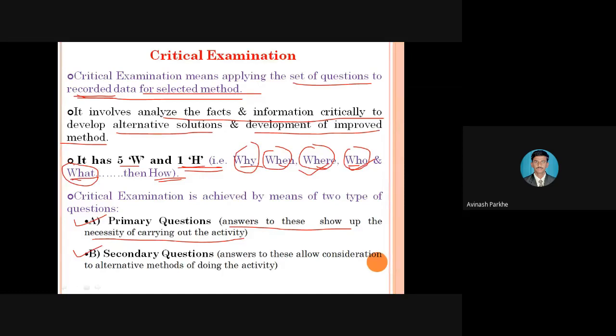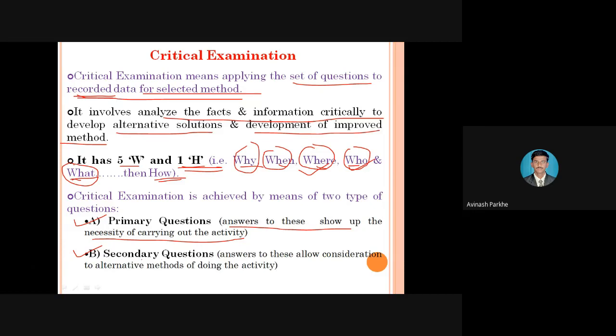But in case of secondary questions, if I have to go for alternative methods, that means we are already doing the modification, but through this particular modification, that method will not be accepted. So whatever modifications we are doing, even after the modification, that method will not be implemented. Then I have to go for an alternative solution. So such types of questions about alternative solutions will be asked in the secondary questions.